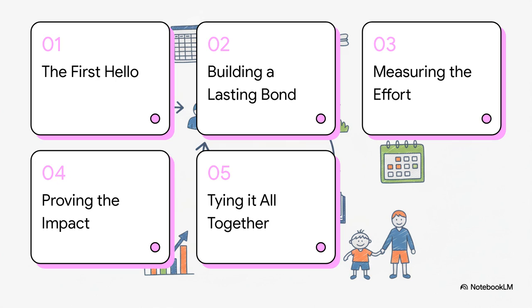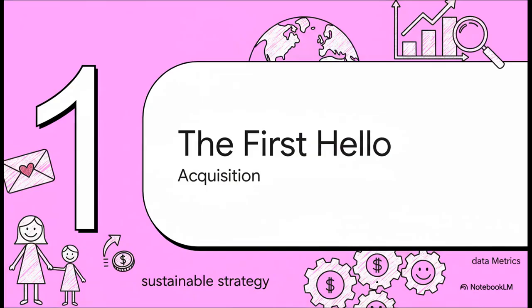First up, the first hello. That's all about getting new sponsors. Then, building a lasting bond, keeping them engaged. After that, we'll get into measuring the effort to see what's working. And then the big one, proving the impact. And at the end, we'll tie it all together. Sound good? Let's go. All right, Act 1, the first hello.